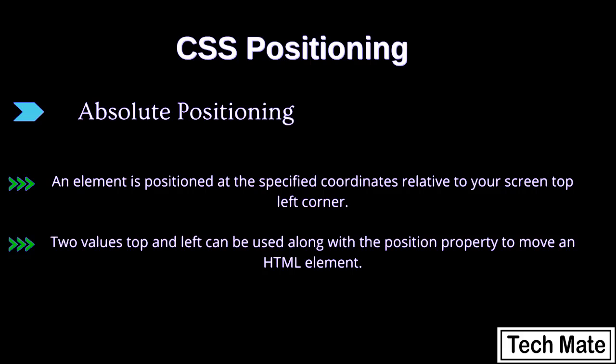Two values, top and left, can be used along with the position property to move an HTML element. For example, if you pass 0, 0 in the absolute position, it will go to the top and the left-hand side, and if you want to make some changes, you can just keep changing the values, that is the left and the top, to put it at a particular position.